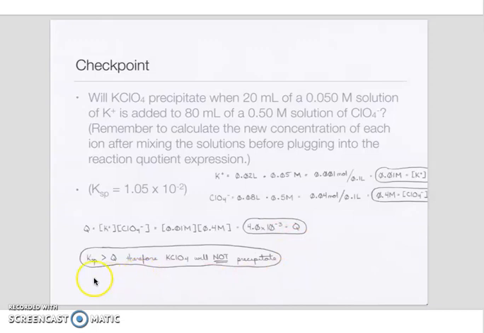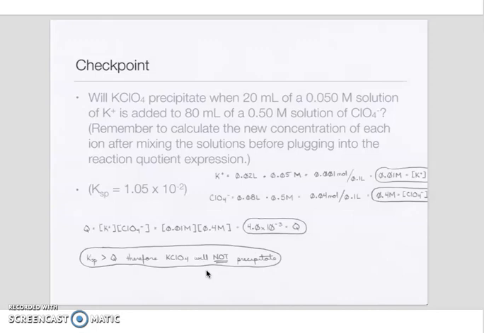I see that my Ksp is greater than my Q value. The Ksp for this particular substance is 1.05 times 10 to the negative 2, so it's been given to me. Since my Ksp is greater than my Q, the potassium perchlorate will not precipitate out of solution, so it will remain in solution. No solid will crash out.